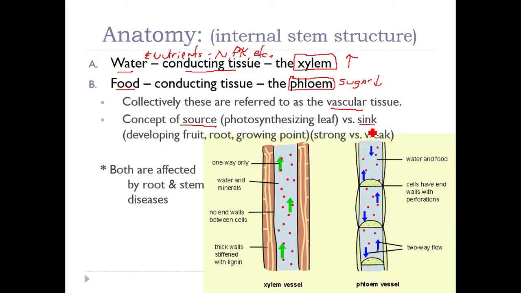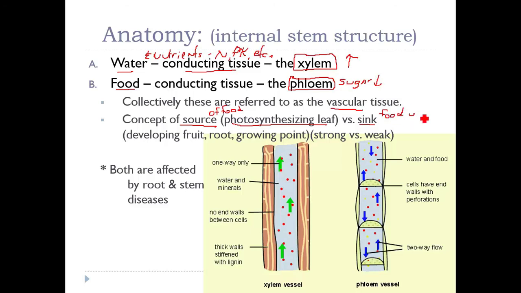Probably almost every exam has some question related to these two things and what they are, and we want you to give an example. So pay attention here. A source is considered to be a source of photosynthate, a source of food. A source of food in a plant is going to be a photosynthesizing leaf. A sink is where food is used.